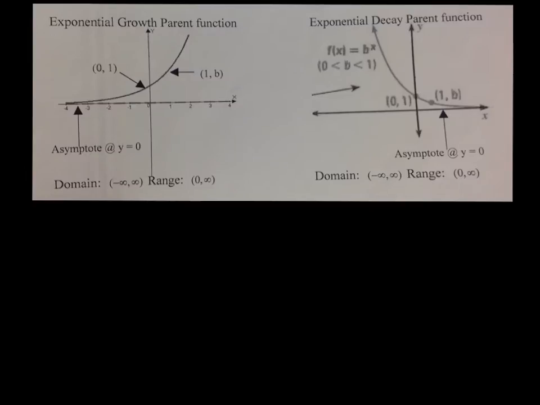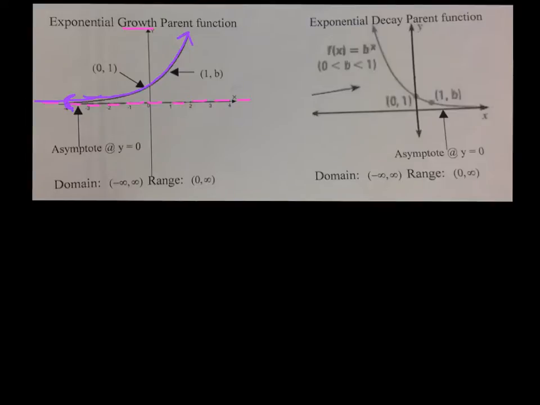Alright, here they are. This is your exponential growth parent function. And it is going to look like this. You have an asymptote, which is this imaginary line right here that your graph is never going to cross at y equals 0. And then it starts over here. We actually have an arrow on the end of this because it does keep going. It approaches and gets closer and closer but never touches. And then it goes up and up and up and up.